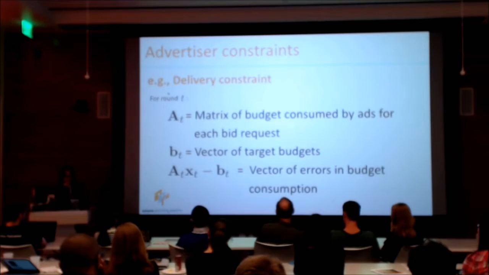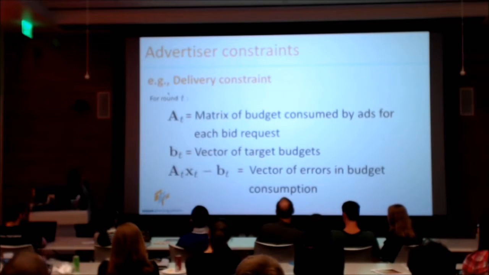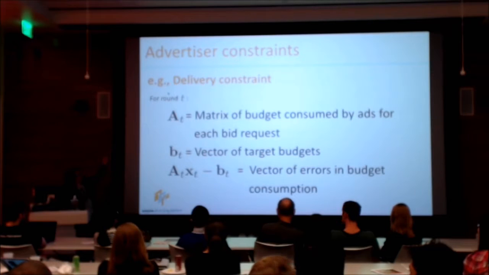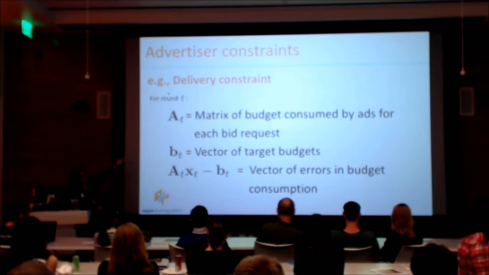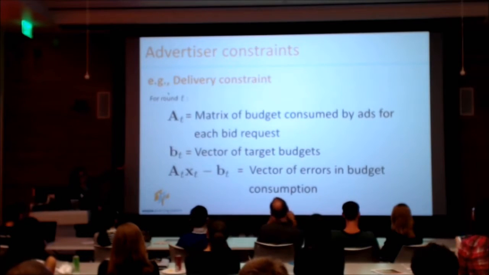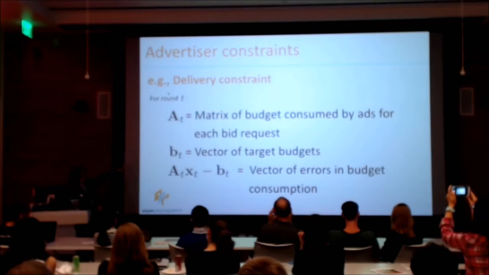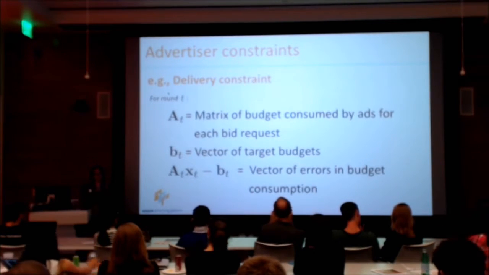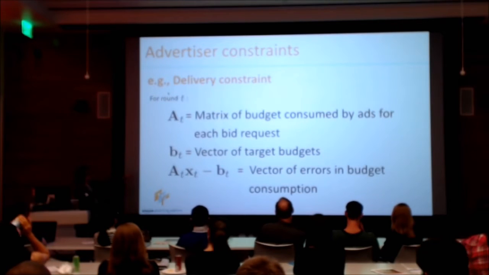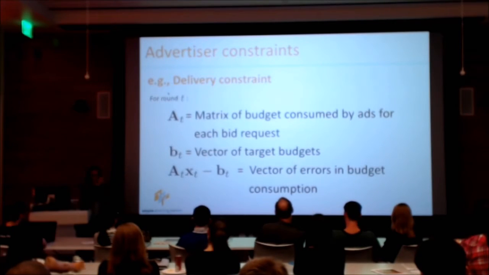Just to make this idea really concrete, here's one of those annoying constraints in slightly more concrete form. For a given round t, remember a round here is a 10 second slice, my matrix A might be the matrix whose elements correspond to budget consumed by ads for each bid request. And b_t is some vector of target funds, how much I should spend in 10 seconds. And I'm just going to define Ax minus b as a vector of errors in budget consumption for 10 seconds.